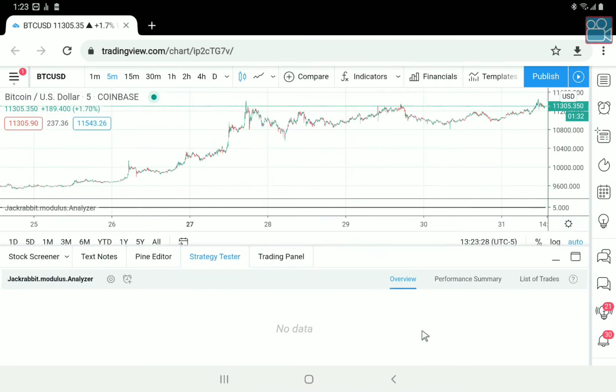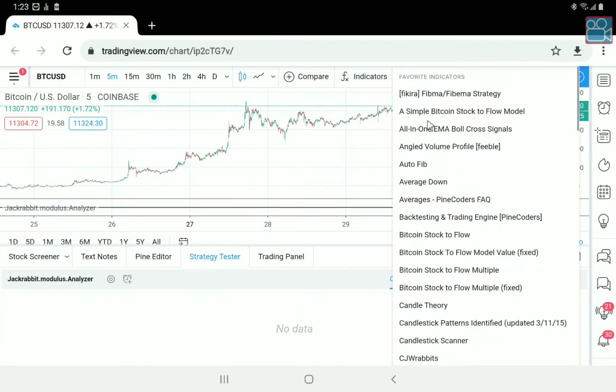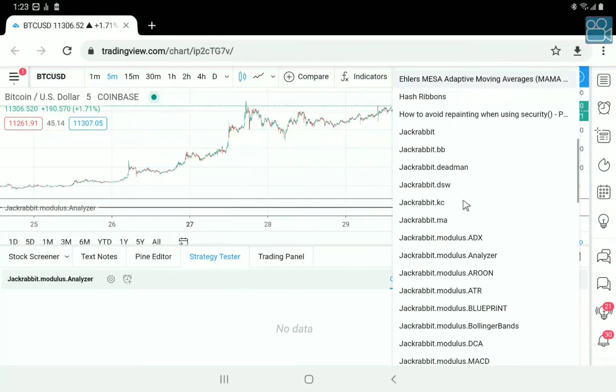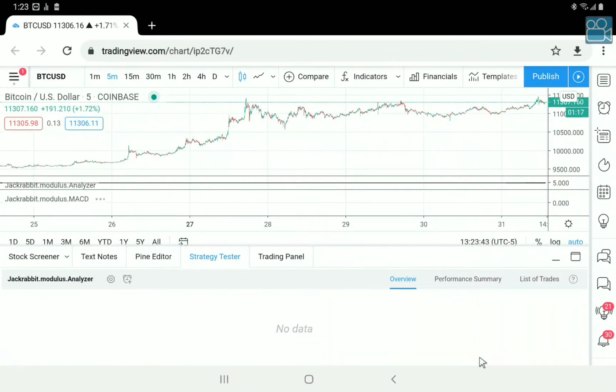Okay, set it up. There it is. Now, let's start with a very popular process. Let's start with MACD. And for now, I'm going to hide this.